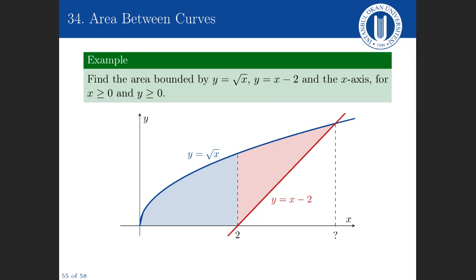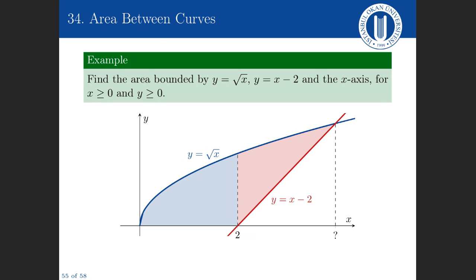Another example. Find the area bounded by y is equal to the square root of x, y is equal to x minus 2, and the x-axis for x greater than or equal to 0 and y greater than or equal to 0. In other words, find the area which is shaded blue and red in this picture.